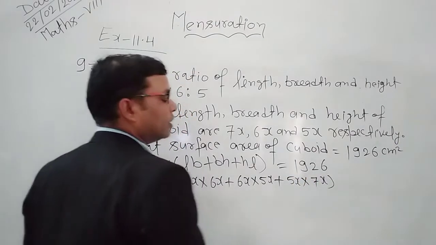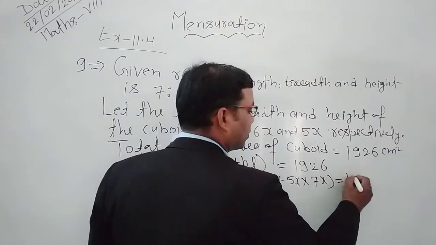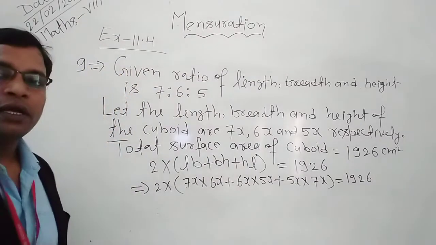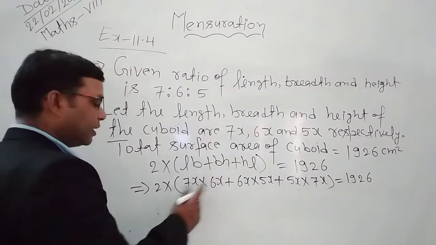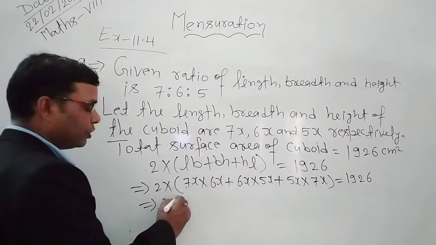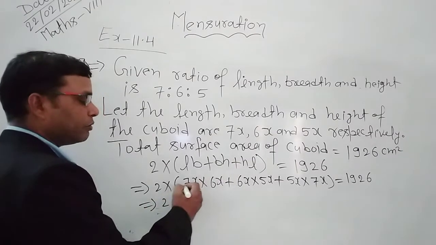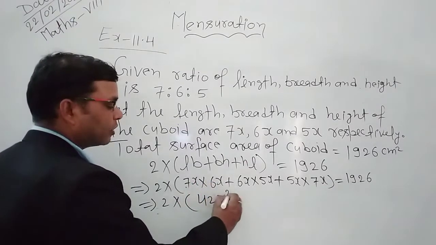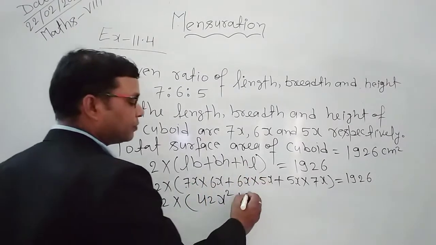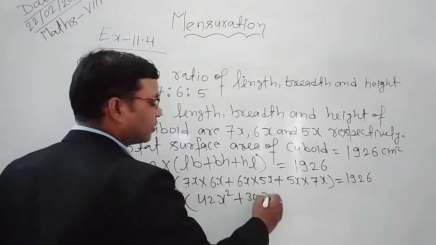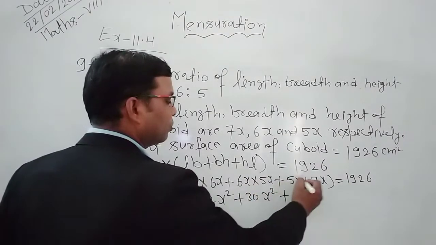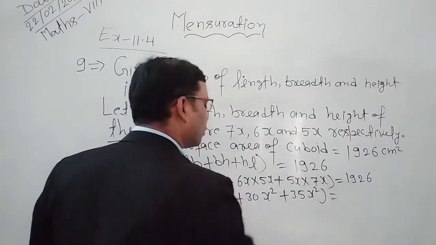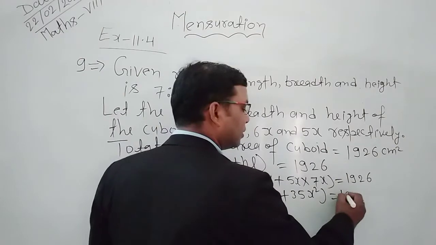This is equal to 1926. Okay, so student, if you multiply this, then you get here 2 into (7 into 6, 42 x square) plus 6 into 5, 30 x square, plus 5 into 7, 35 x square. This is equal to 1926.